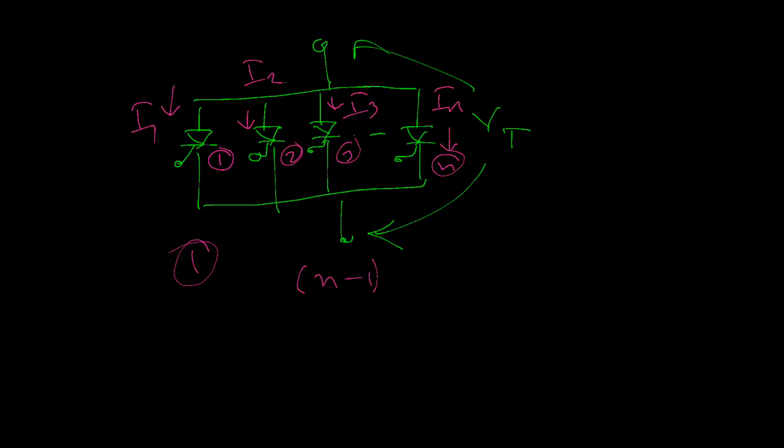If we increase the supply voltage above the finger voltage, then a huge voltage stress can occur across the n minus 1 SCRs, and then the n minus 1 SCRs can be damaged permanently. That means the voltage distribution is not equal; the voltage is not distributed properly across each parallel-connected SCR throughout the string.